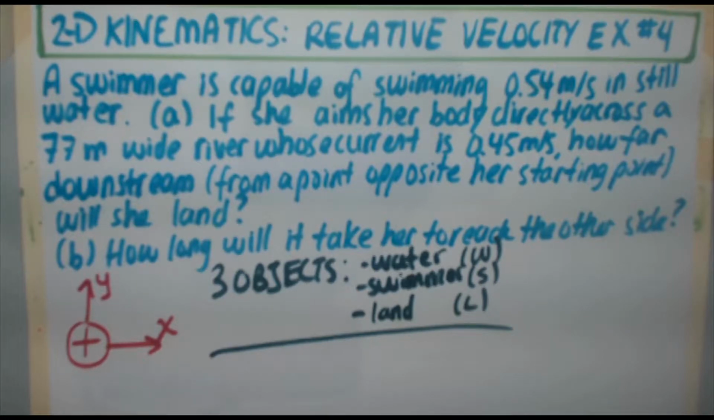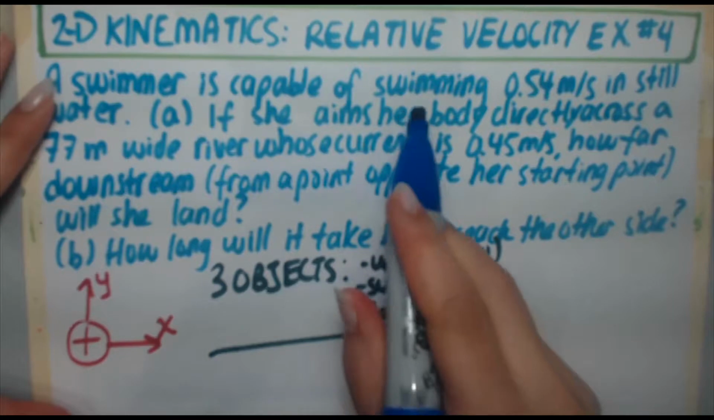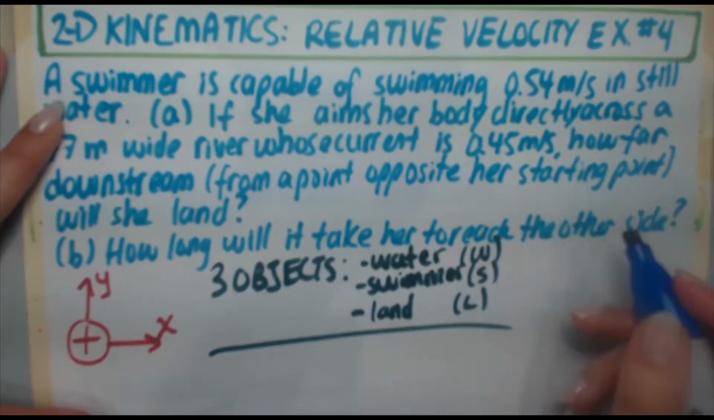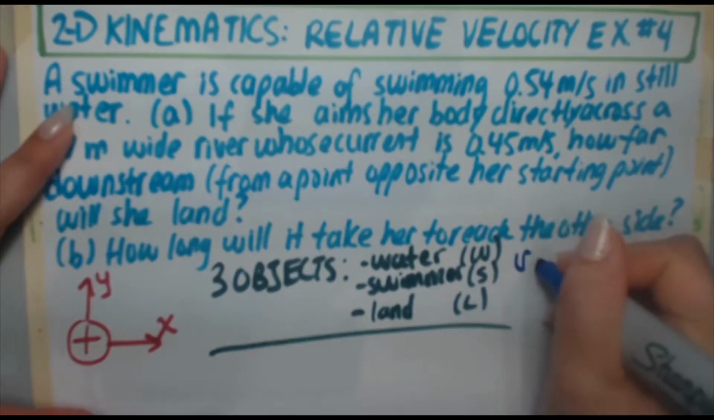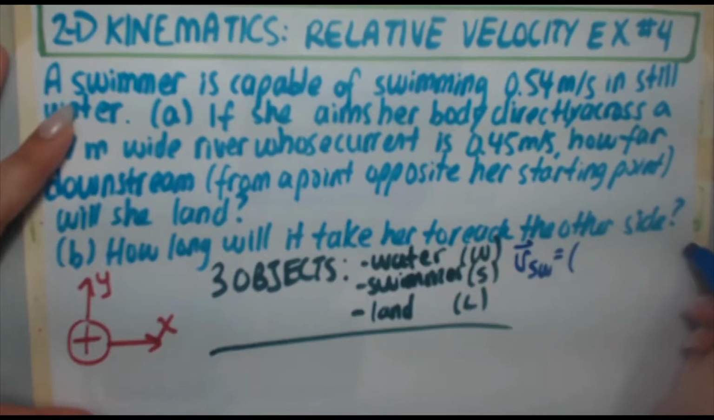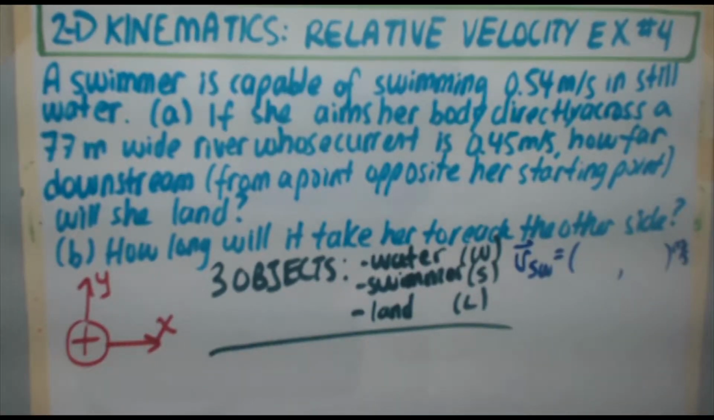Okay, now let's start defining what we've been given in the problem. A swimmer is capable of swimming 0.54 meters per second in still water. That is the velocity of the swimmer relative to the water. So VSW, okay, so that's equal to a vector whose units are meters per second. Now, the swimmer is moving down the river.